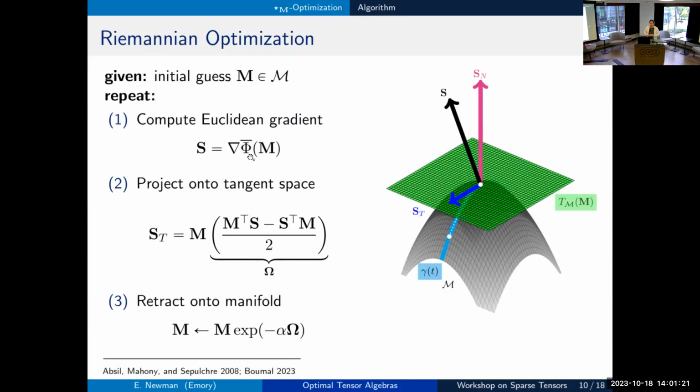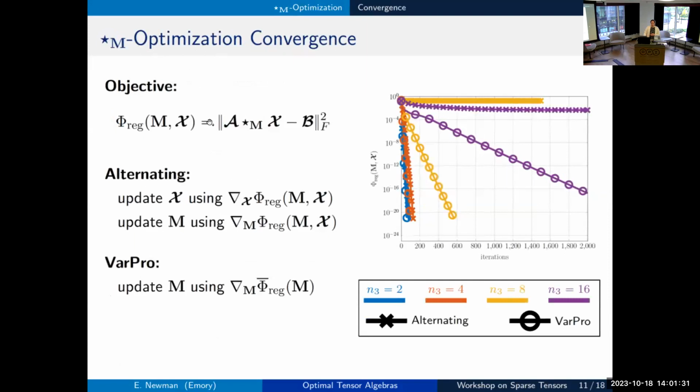Okay. So why do we need all this machinery? I just told you about VARPRO. How well does this star M optimization work? What we looked at first was a toy problem with a t-linear regression problem where we knew the solution was zero, so we could get to an optimal solution. And we compared using an alternating approach, so update X, update M, and switch, or using the VARPRO approach, solving that reduced optimization problem. And we see here for different sizes of problems, VARPRO does quite well. We get to that zero, but the alternating approach stagnates.